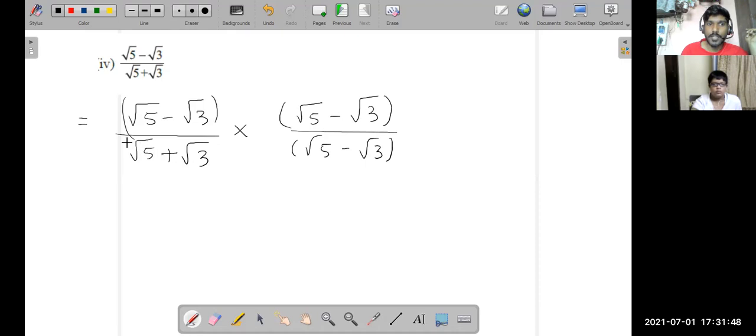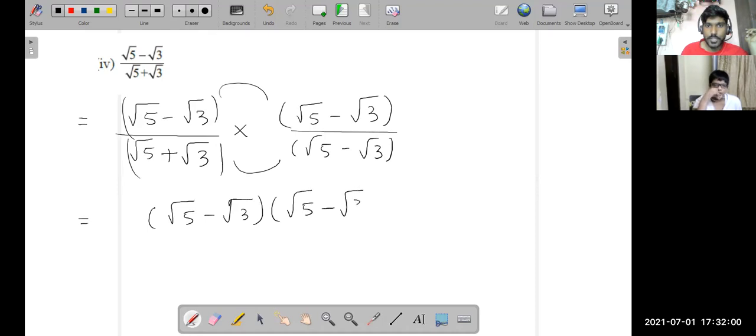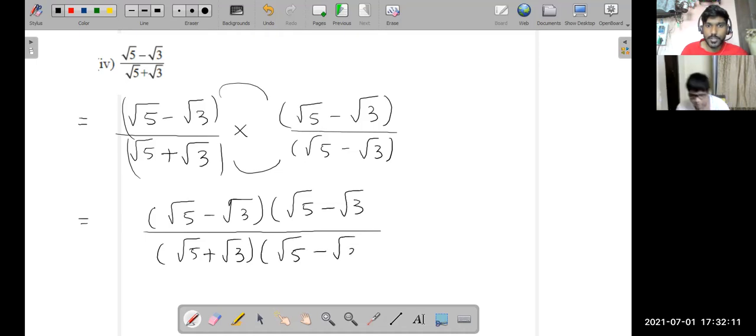Now here again multiply numerator with numerator, denominator with denominator. So this becomes root 5 minus root 3 into root 5 minus root 3 upon root 5 plus root 3 into root 5 minus root 3.